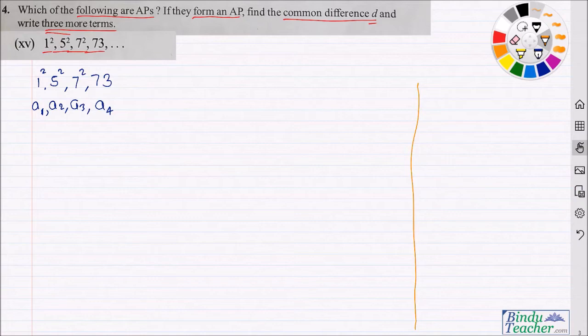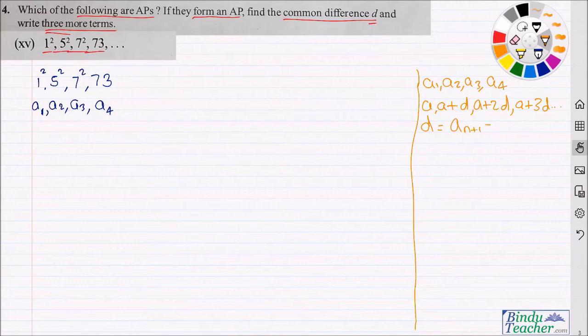For that, we will write the formula. Given a set of numbers A1, A2, A3 and A4, they form an arithmetic progression if they are of the form A, A plus D, A plus 2D, A plus 3D and so on, where D is the common difference and it can be calculated as A of n plus 1 minus A of n. In other words, D equals A4 minus A3, which is also equivalent to A3 minus A2. Let's apply this formula for the question that we have here.